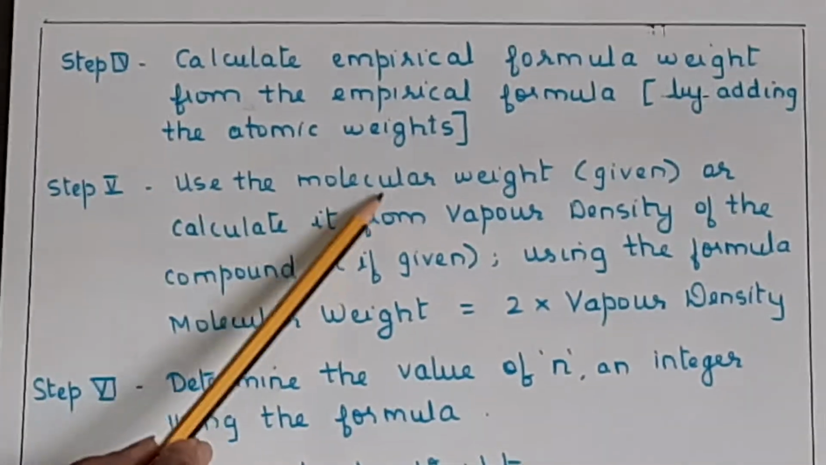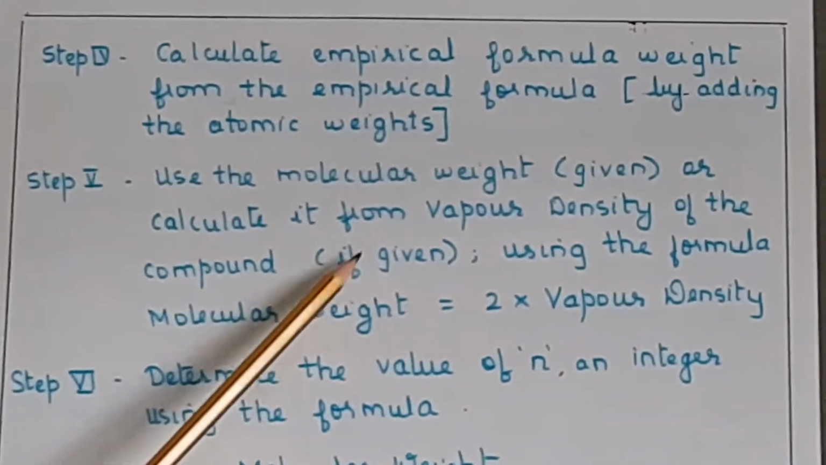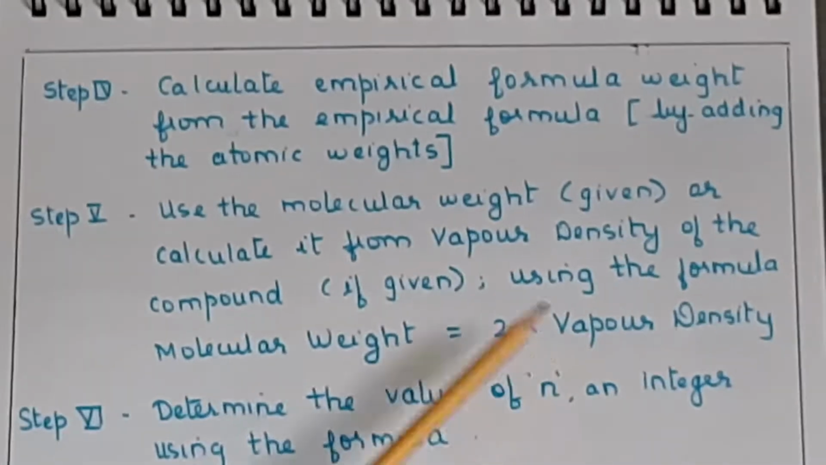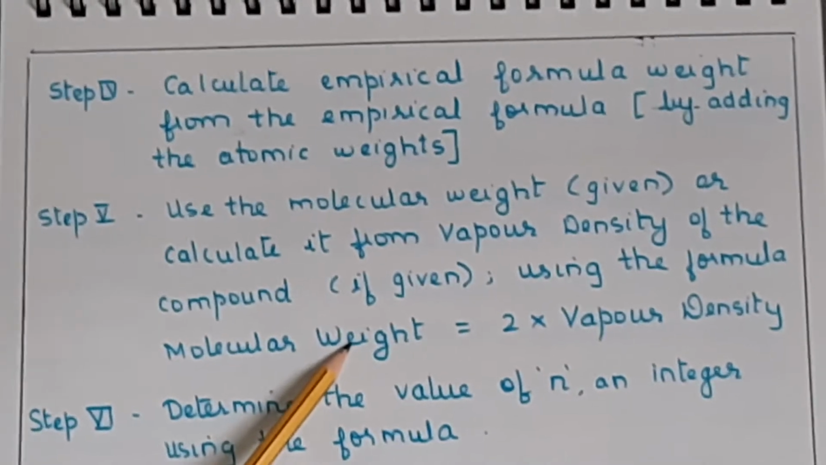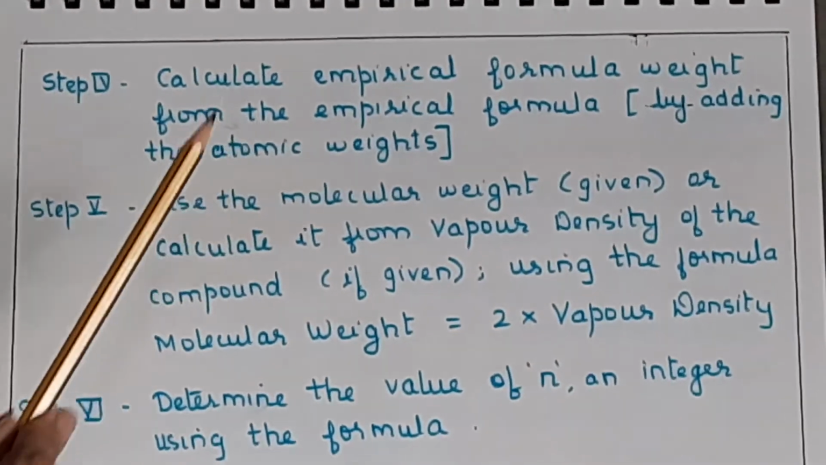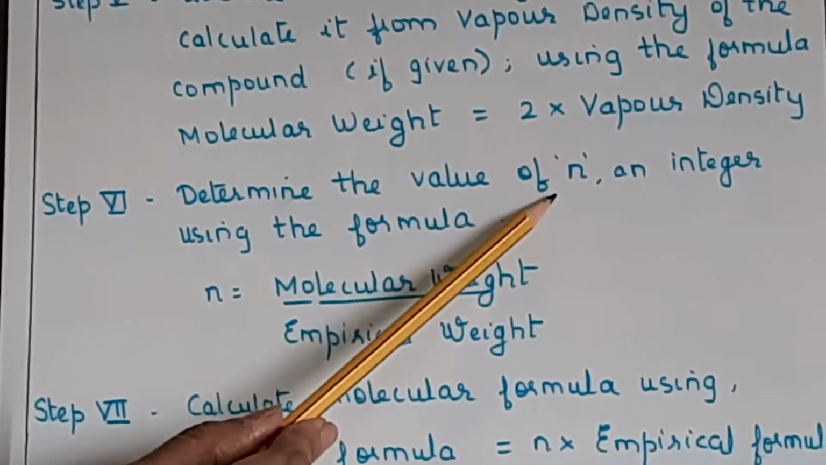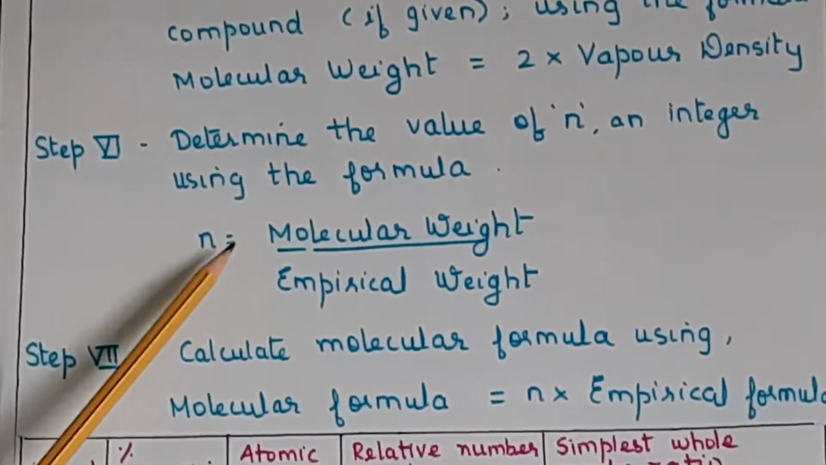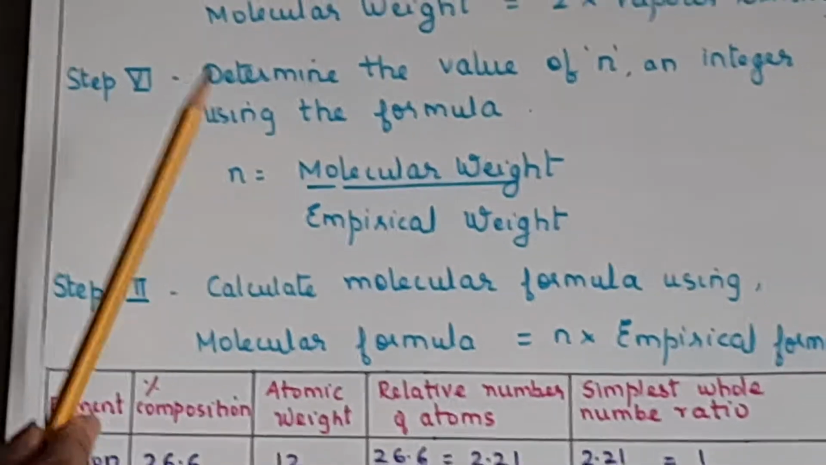Then molecular weight data may be given in the sum, or maybe vapor density is given. So you have to use this formula, molecular weight is 2 into vapor density, and find the molecular weight. Okay. Now once you get the molecular weight and the empirical formula weight, substitute in this formula, that is determine the value of n, which is an integer. n is equal to molecular weight upon empirical weight. Generally the value of n comes 2.